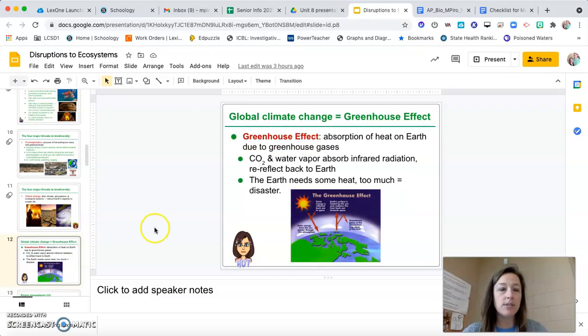I can give examples of things humans as a species can do. We can switch from non-renewable to renewable, so we can push for legislation and those kinds of things that encourage people to use more solar, more wind, more hydroelectric, and less coal-powered plants. We can use less water as a species.